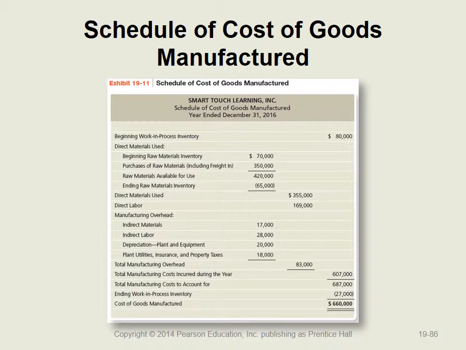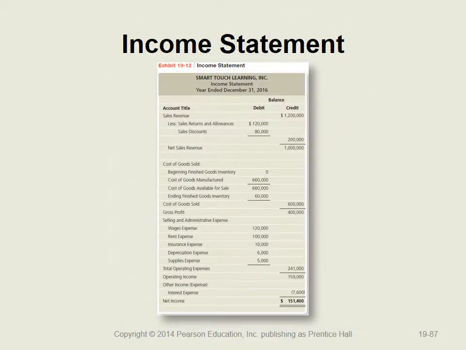Exhibit 19-11 shows the schedule of cost of goods manufactured for Smart Touch for 2016, as shown previously in Chapter 18. Exhibit 19-12 shows the income statement for the same period as shown previously in Chapter 18.